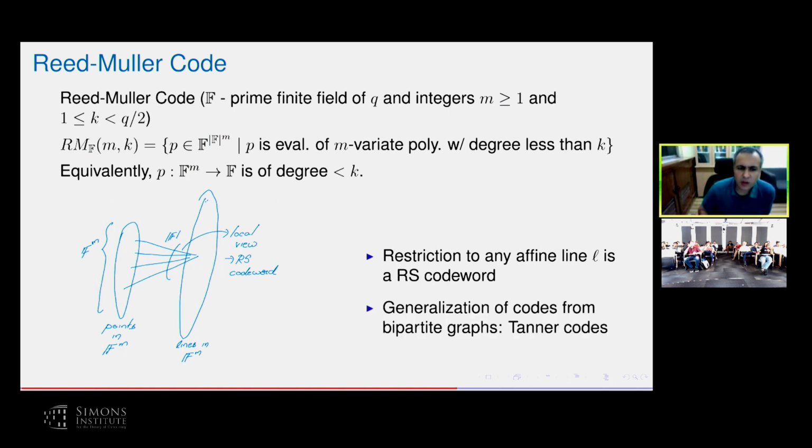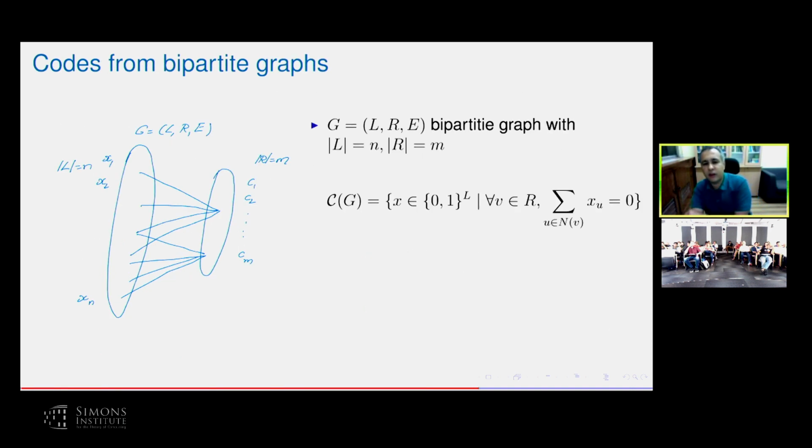Good. So I'm going to take a slight deviation at this point to testability. Previously we had this bipartite graph view of the code, and we said the local view should be such that all the elements sum to 0. But in the Reed-Muller case, we have a slightly more general setting in which the local view does not sum to 0, but is actually an element of some other code, the Reed-Solomon code. Let's actually make this a little more formal. So this will give rise to what I would call Tanner codes.